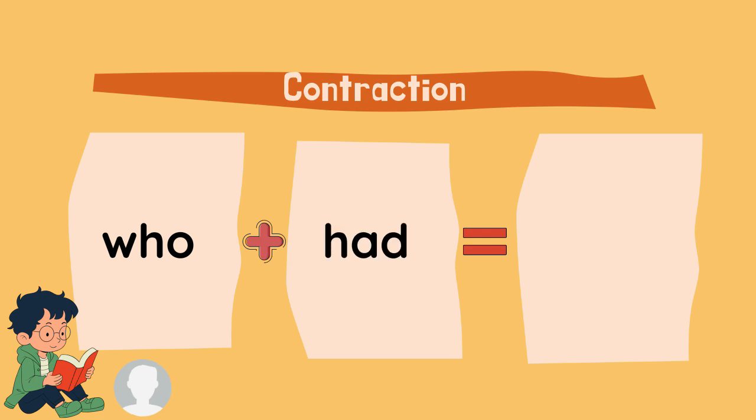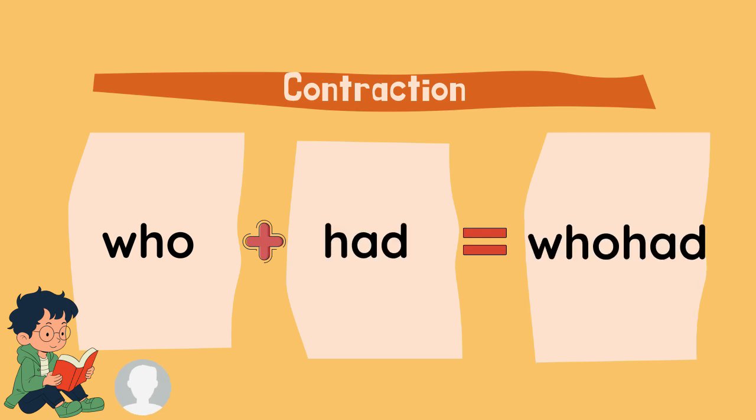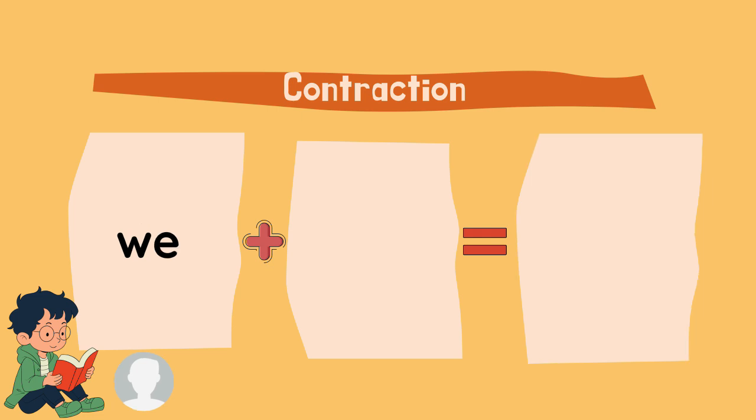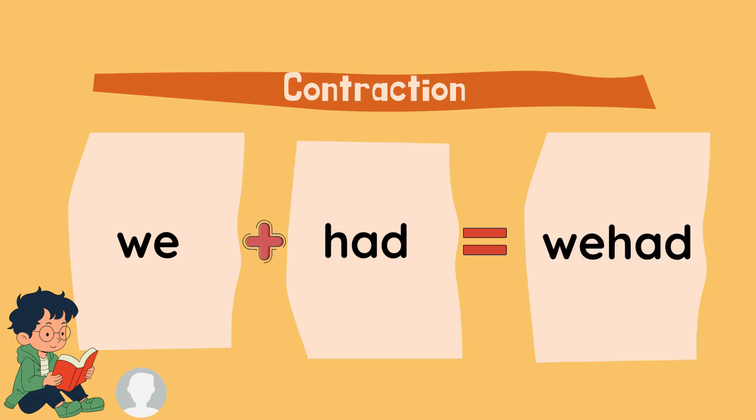Who plus had. Smash the 2 words together. Push out the letters H and A. Add an apostrophe. Now you have who'd. We plus had. Smash the 2 words together. Push out the letters H, A. Add an apostrophe. Now you have we'd.